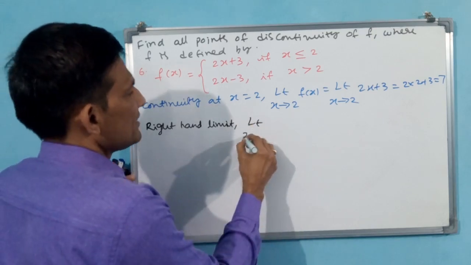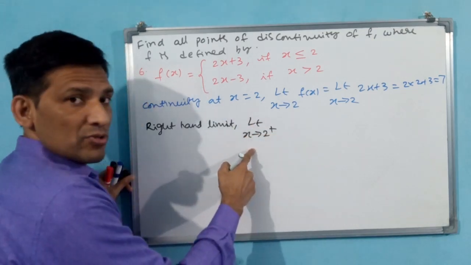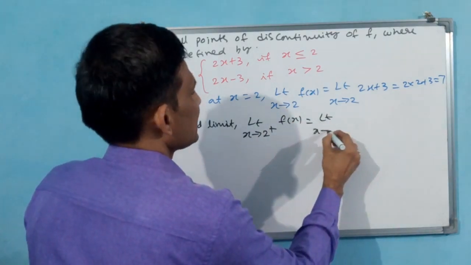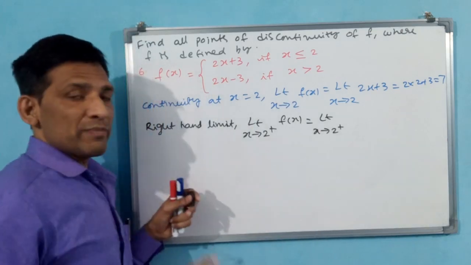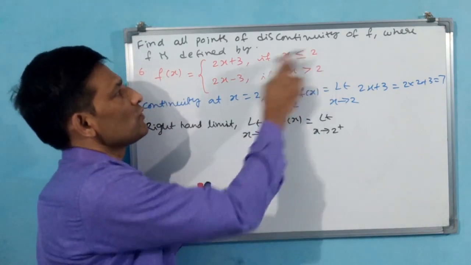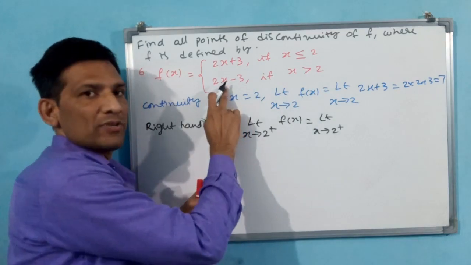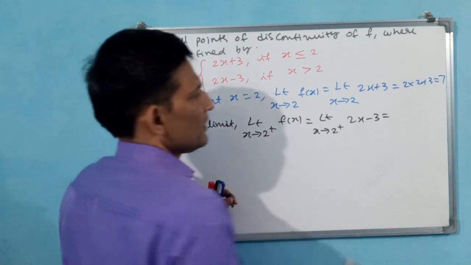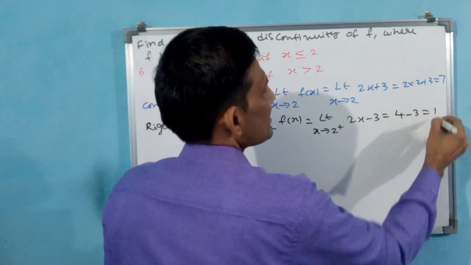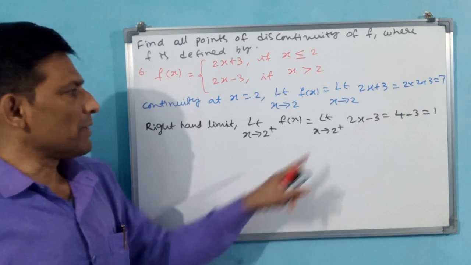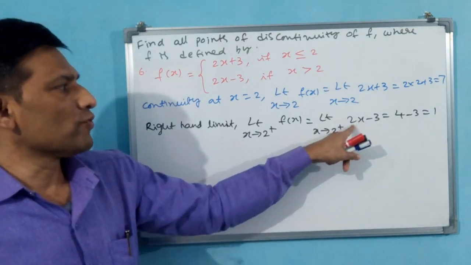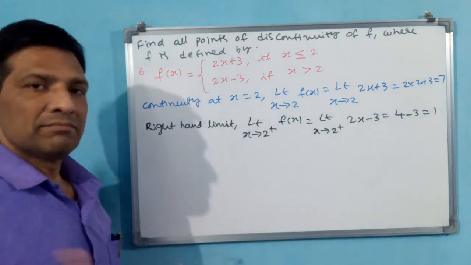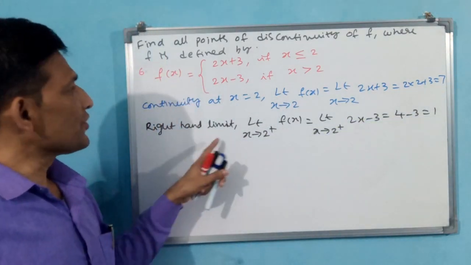Limit x tends to 2 plus, right hand limit means 2 plus f of x. That is equal to limit x tends to 2 plus. You see, 2 plus means slightly greater than 2; up to equal to 2 only this one, greater than 2 means this function you have to take: 2x minus 3. Now you tell me, 4 minus 3, that is equal to 1. 2 into 2, if you apply limit automatically 2 into 2, 4 minus 3, 1. 7 is not equal to 1. Not continuous, discontinuous. Discontinuity at 2 only.